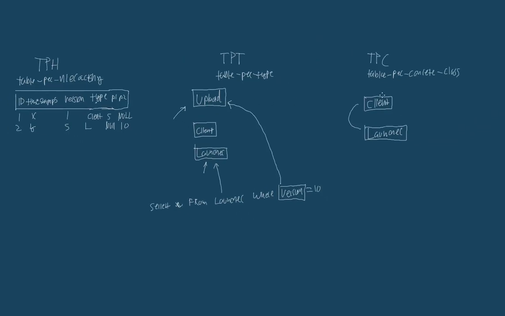TPC, however, allows us to do non-polymorphic queries very simply, and it allows us to do polymorphic queries using a union instead of a join. Now, Entity Framework supports all 3 of these, and you can choose which one you want based off the situation. So I think that about wraps up our introduction to polymorphic relationships in Entity Framework. In the next video, we'll go ahead and set up our basic class hierarchy for our entities and map it to our database.